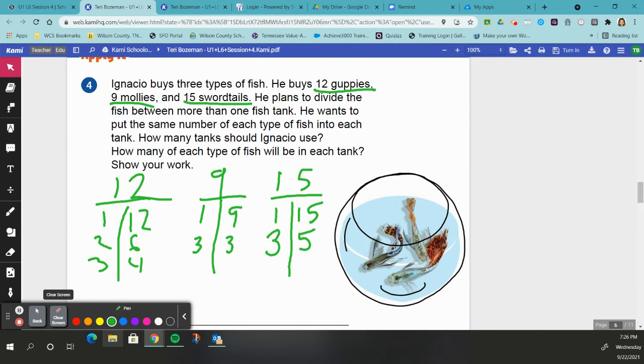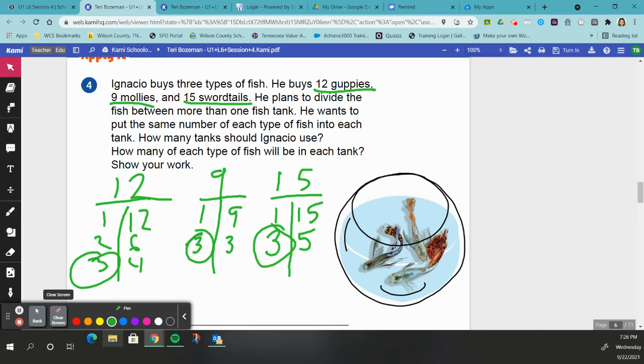So now that we have those listed, the greatest one that they have in common is 3. So he will have 3 fish tanks. And then it says, how many of each type of fish will he have?